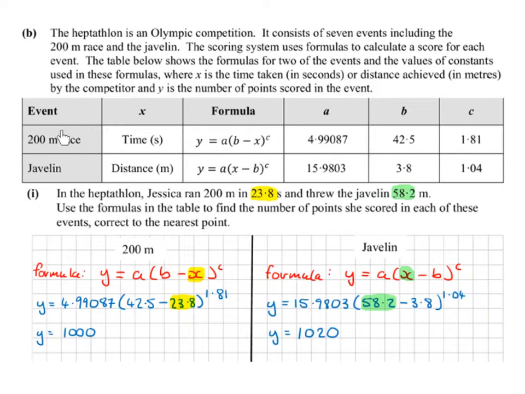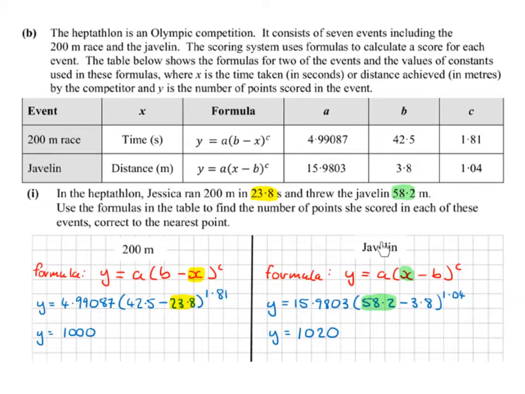So for the 200-metre race, this is the formula. So we're going to write that down. And then we're going to substitute in the A, B, and C. So we swap the A for 4.99087. Swap the B for 42.5. Swap the C for 1.81, and then we're going to swap the X for 23.8. And into the calculator, that gives us 1,000. So Y is equal to 1,000, so that's 1,000 points she scored.